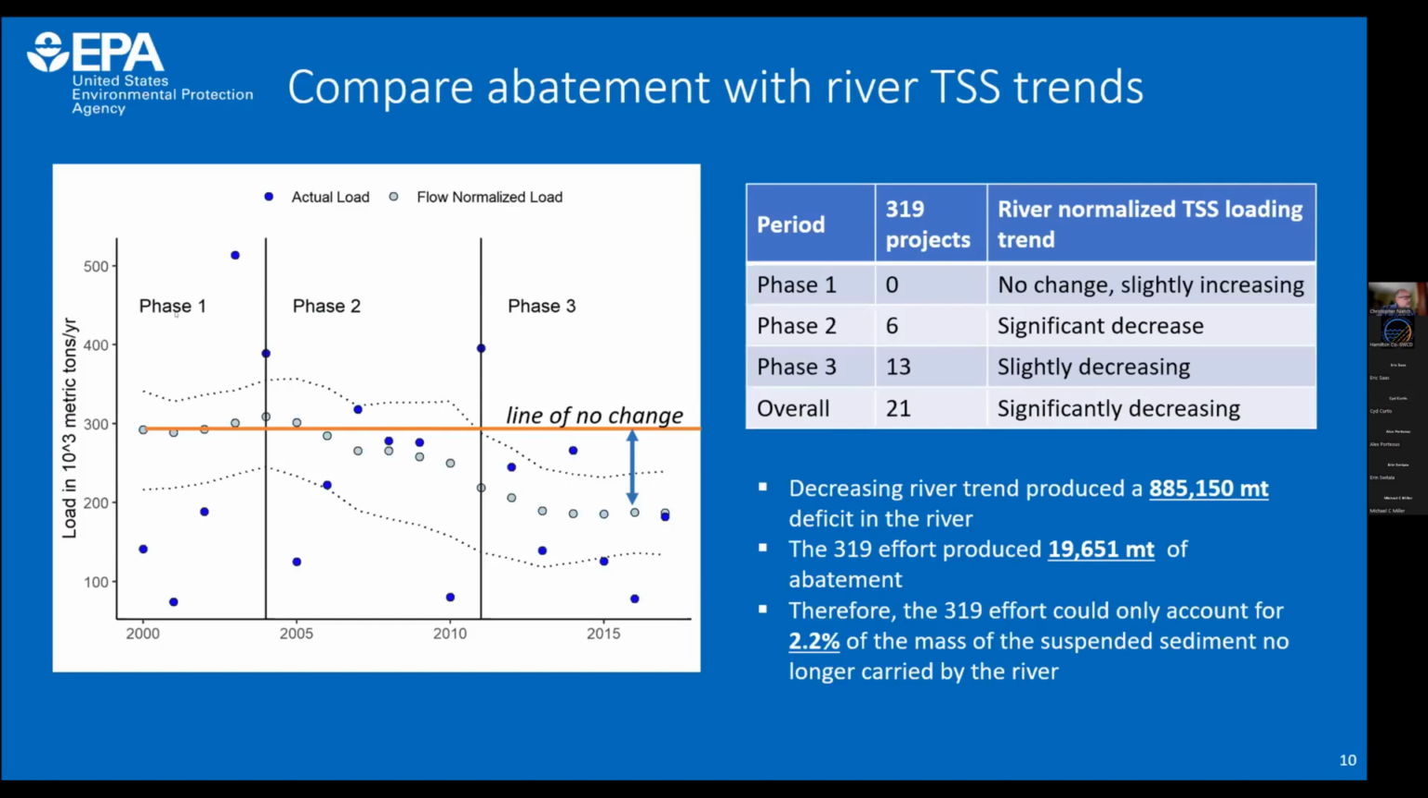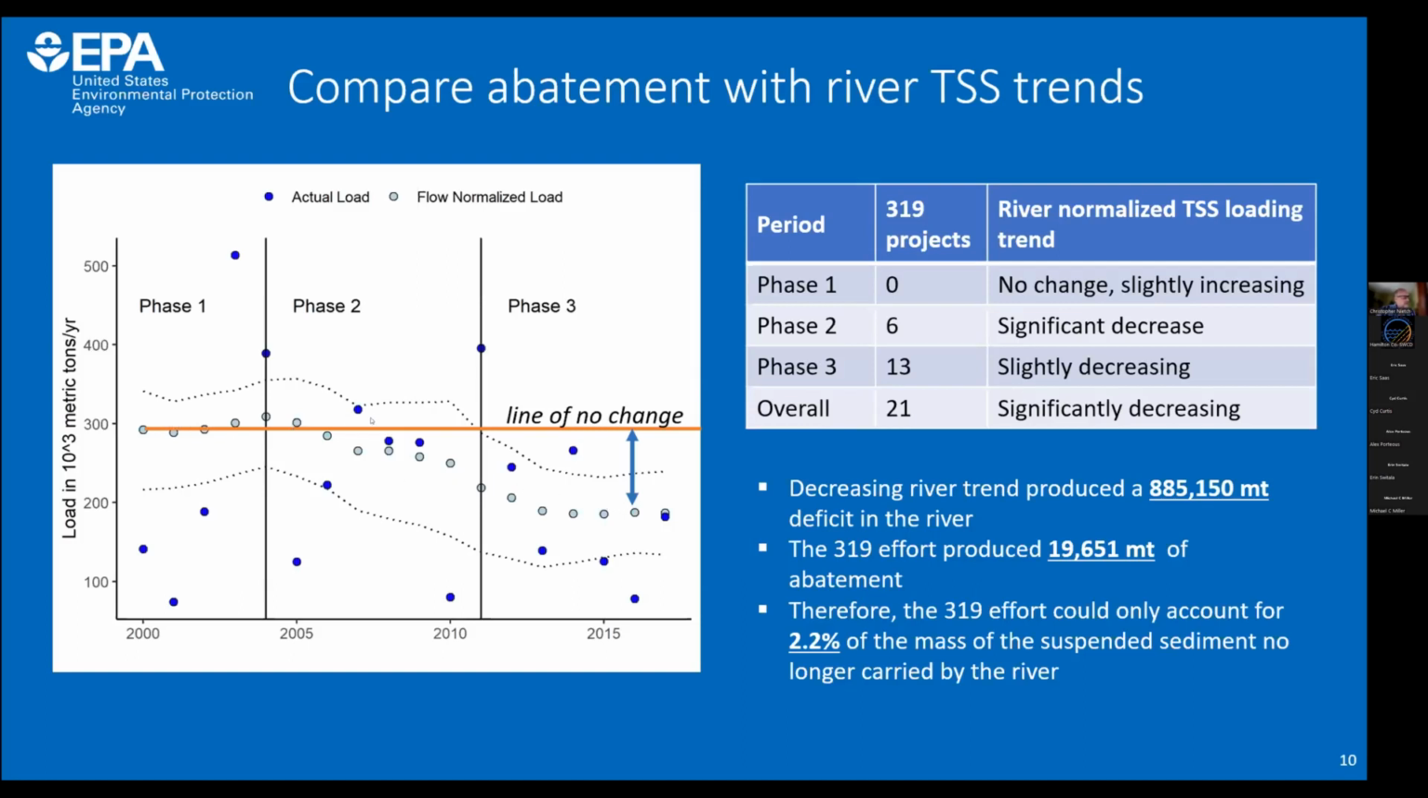So you can see with these dots, this is the phases of the BMP effort that we just presented in the previous slide, where we had 0 occurring, and then with no significant change or even a slightly increasing change in the river. And phase 2, we had 6 319 projects going on. And in this phase, we saw a significantly decreasing trend in the load in the river. And then in the third phase, we had more 319 effort going on, but less sediment reduction estimated happening. And that 319 effort coincided with a plateauing trend.